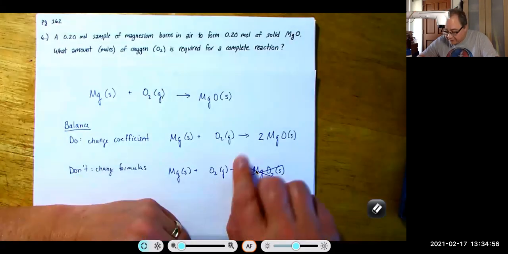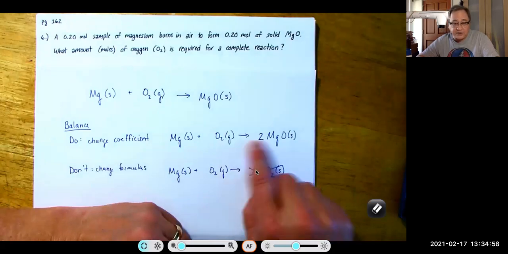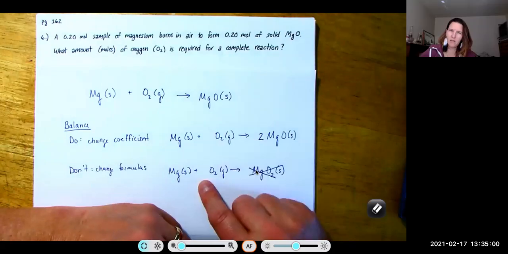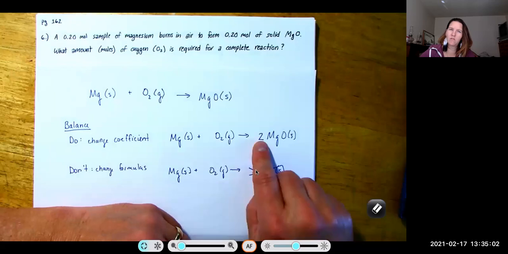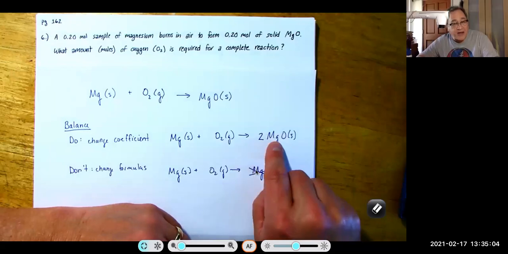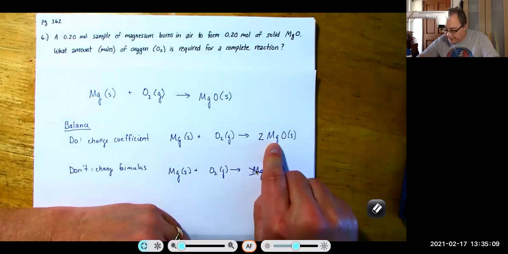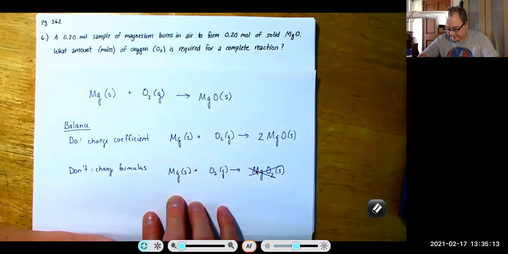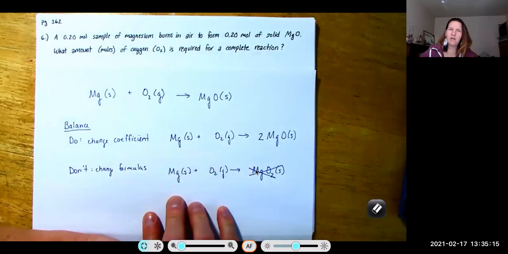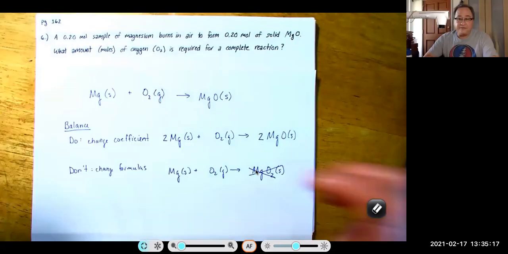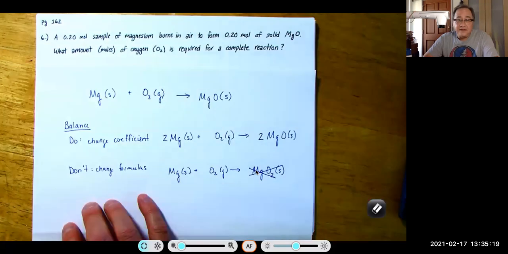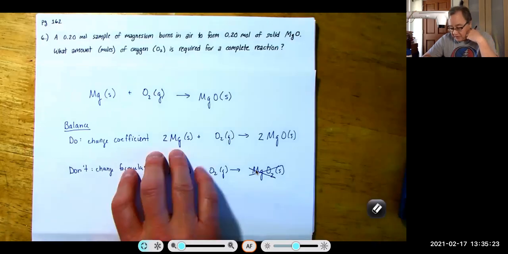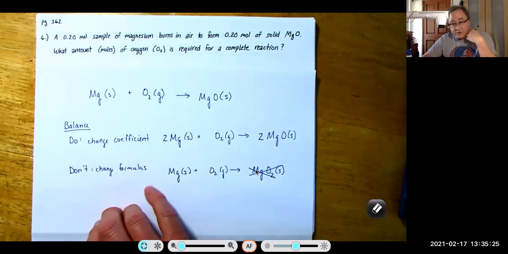And now I have 2 oxygens and 2 oxygens, correct? Yes. But I also know that that now changes my number of magnesium, so I have to revisit magnesium. So I now have 2 magnesiums here and I only have 1 over there. What can I do? Put a 2 in front of it. And there you go. Okay. Now it is balanced. You have 2 magnesiums on the left, 2 on the right, 2 oxygens on the left and 2 on the right.